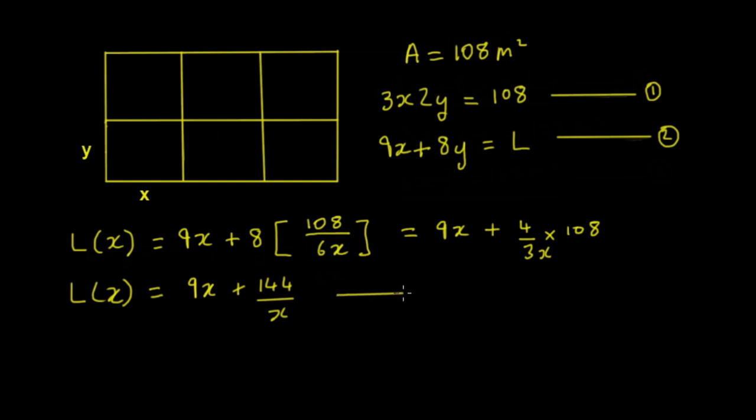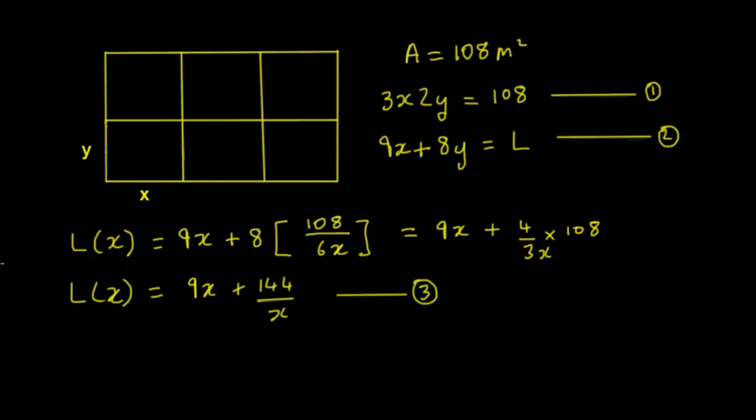So this is equation number 3. So this is the equation we're interested in. This gives us the length of the fencing as a function, the length of the entire perimeter here as a function of x.